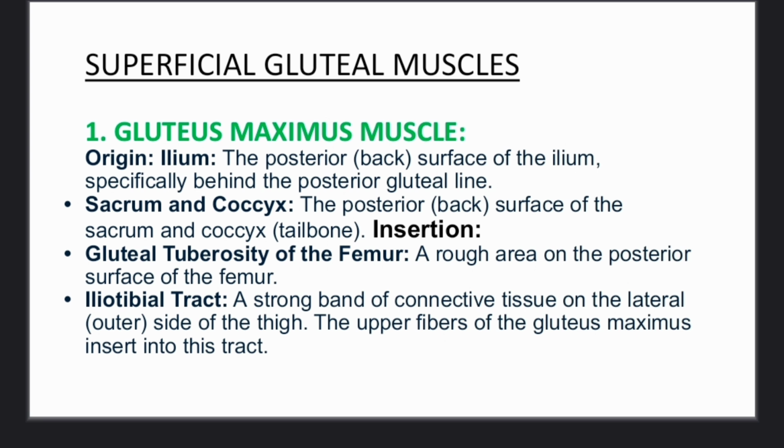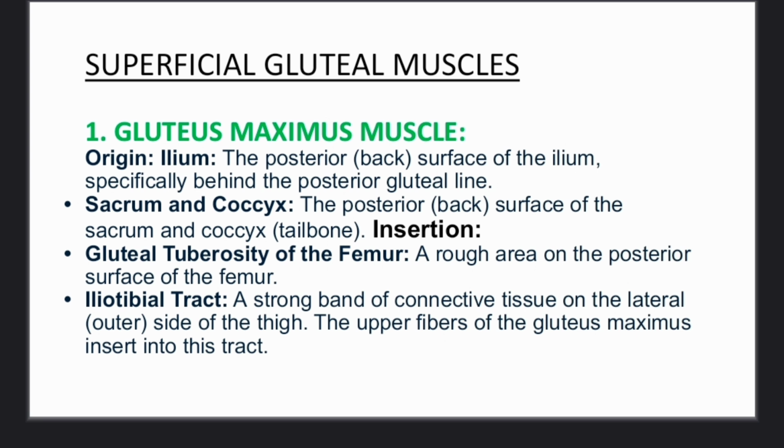The first muscle, the gluteus maximus, originates from the posterior part of the hip bone and the vertebral column. Its main origins are the posterior surface of the ilium behind the posterior gluteal line, the posterior surface of the sacrum, and the posterior surface of the coccyx, also known as the tailbone.